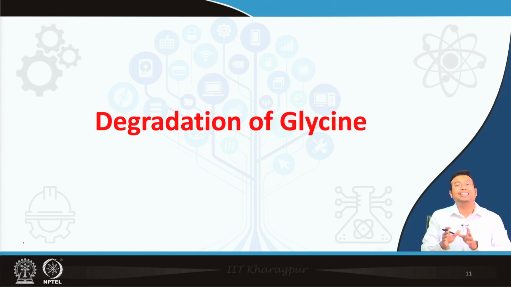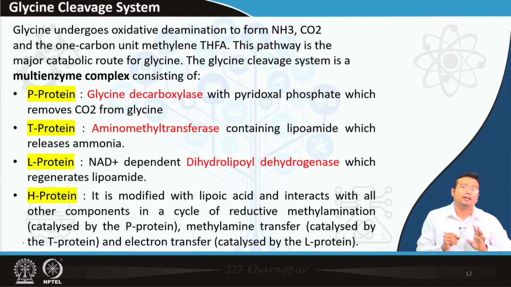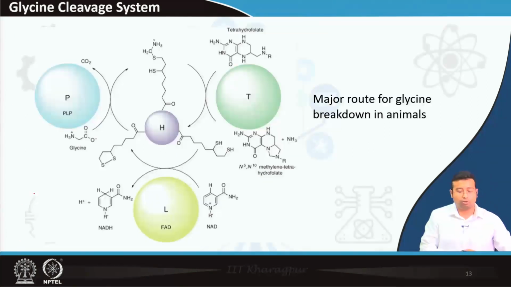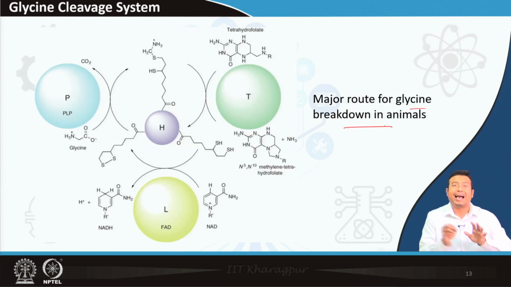Now, we will be discussing the degradation of glycine, and the main mechanism of glycine degradation is known as the glycine cleavage system, which is a very complex thing as it appears because there is so much written in the slide. It consists of 4 proteins as a part of the multi-enzyme complex, P protein, T protein, L protein and H protein, and it actually looks like this. This is the major route of glycine breakdown for animals. So, it is actually very easy. So, let us follow along.